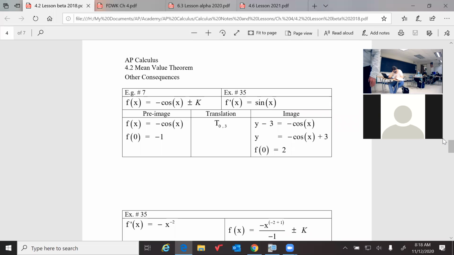Example 7. So we're on page 200. Find the function whose derivative is sine x and whose graph passes through the point 0, 2. Think about this.